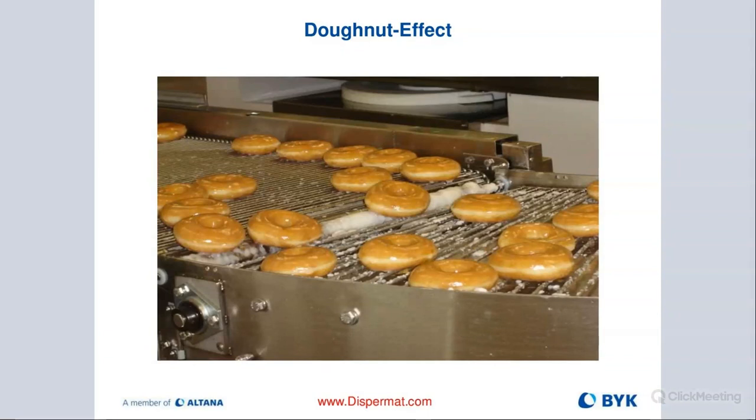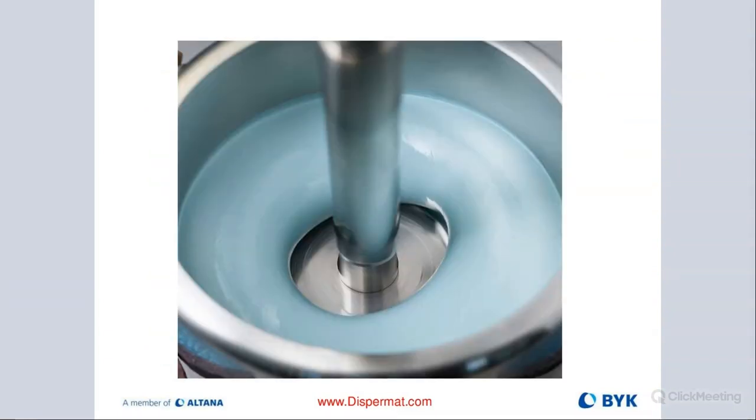The donut effect is something that's also really critical. It's a visual cue. It's really called that. It's something that we see when we look inside of our slurry. You can see right here, there is a really nice donut. It looks like a donut that's formed when we optimize our tip speed and blade diameter to the actual container size.